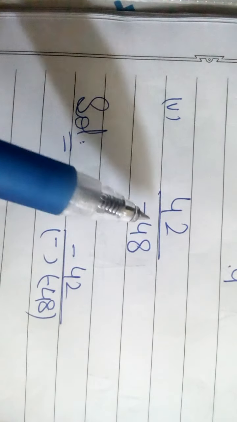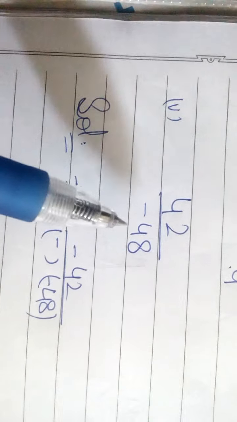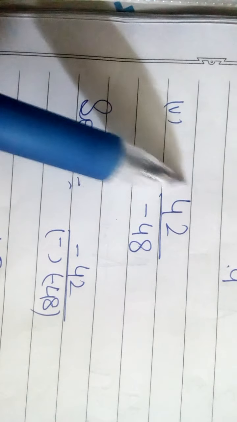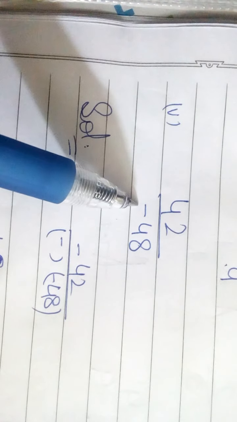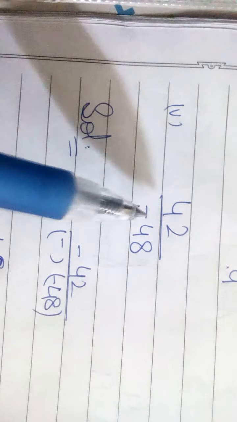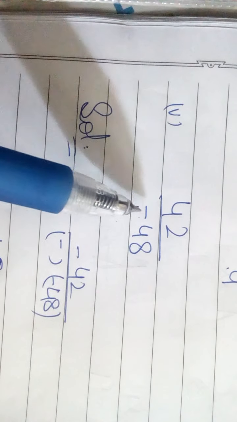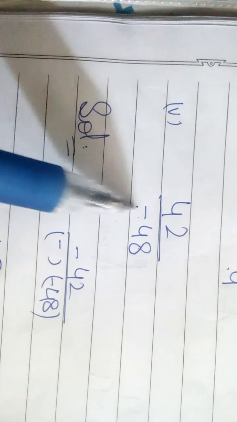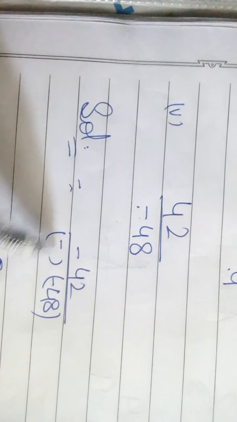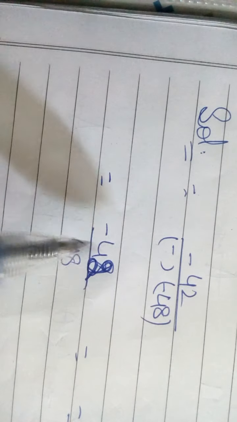Understand that? Number 5 is 42 over minus 48. Remember that when the fraction is like this, if the down is a minus, first you finish the minus of this. So we multiply up and down by minus. Then minus will be plus. Then minus 42, and minus will be the plus 48.